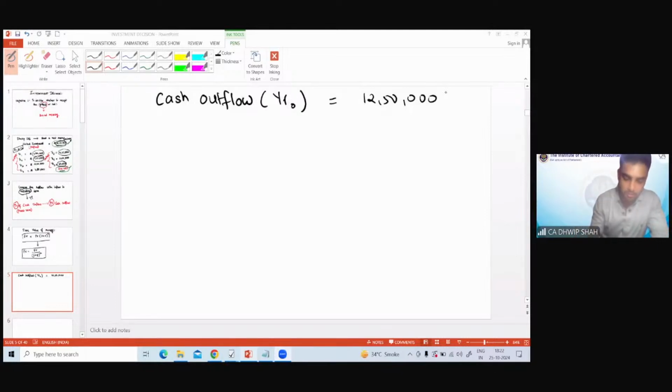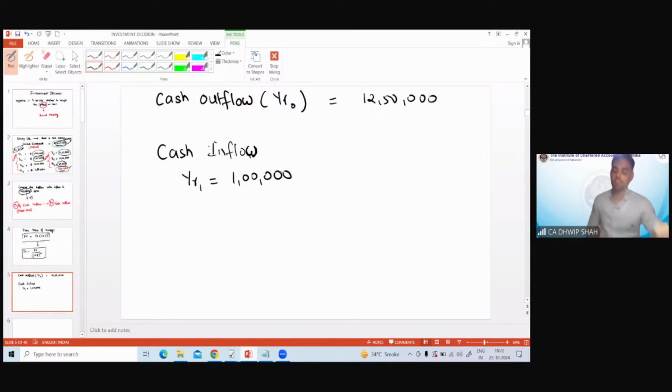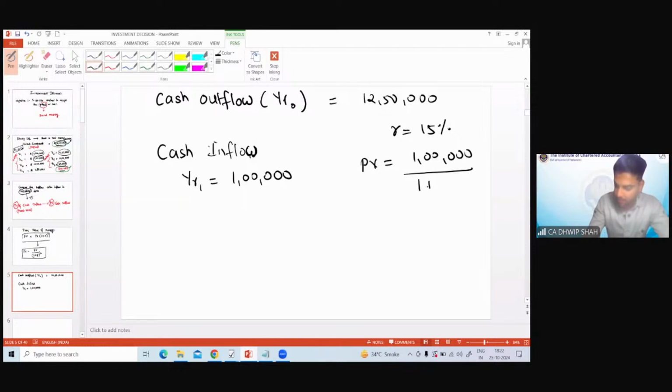But inflows we need to discount. Now my cash inflow stream. My cash inflow in year 1 is 1 lakh. Can I say this is a future value? My R is 15%. So I know my present value is nothing but future value divided by (1 plus R) raised to n, which is (1.15) raised to 1. So what is my answer? 1 lakh divided by 1.15.